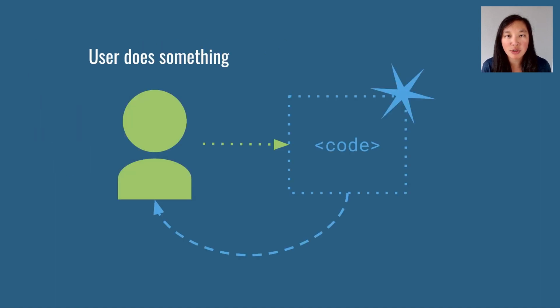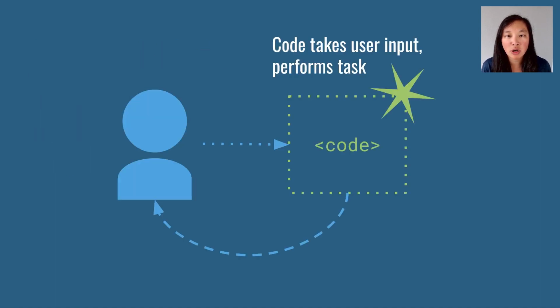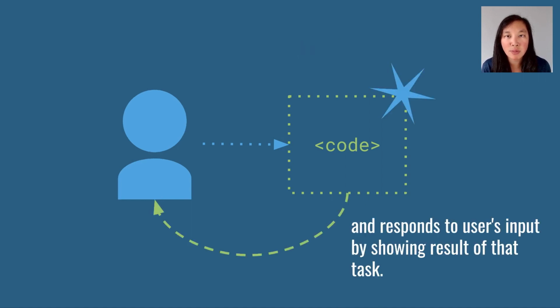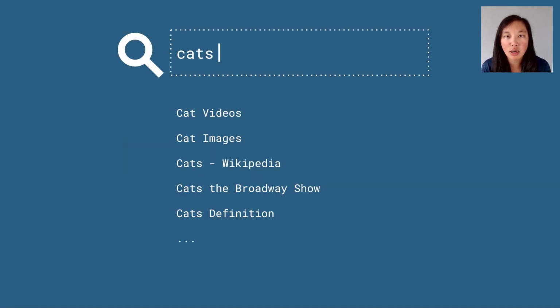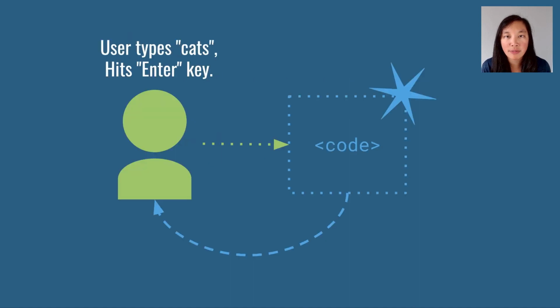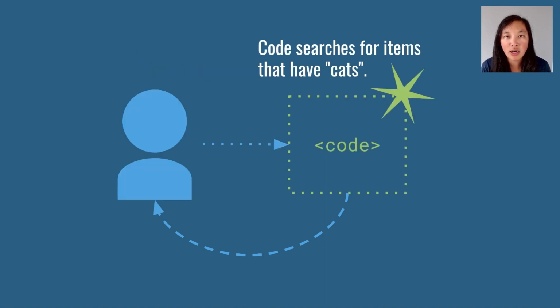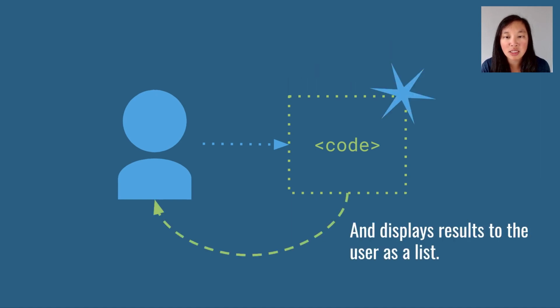So here we have a user, and the user does something. The code is going to take that user input and perform some task, and then respond to the user's input by showing the result of that task. So let's take a look at an example. Say we have search. We put in cats, and it's going to give us an output of the articles related to cats. So in this case, the user types in cats and then hits the enter key. The code is going to search for items that have the cat's content inside of it. And then it's going to ultimately display the results to the user as a list.